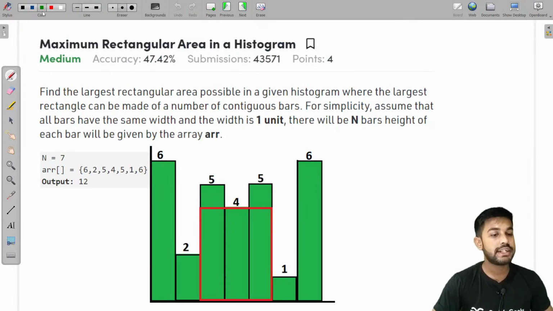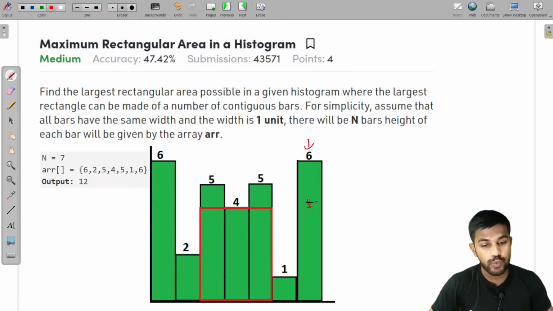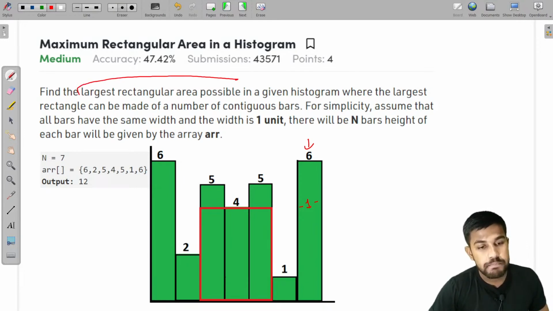Okay, so let us understand the problem statement now. In the problem statement, you would be given the height of each bar, and the breadth would be just 1 unit. Every bar has a breadth of 1 unit. Now you need to find the largest rectangular area possible in the given histogram.